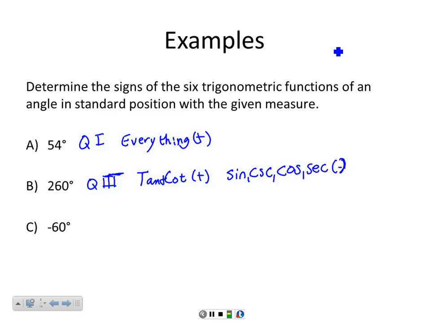Alright, negative 60 degrees. Remember, negative 60 degrees is a clockwise rotation, so that's going to be in quadrant 4. So in quadrant 4, A SMART trig class, cosine and its reciprocal secant are positive, and everything else is negative. So sine, cosecant, tangent, and cotangent.